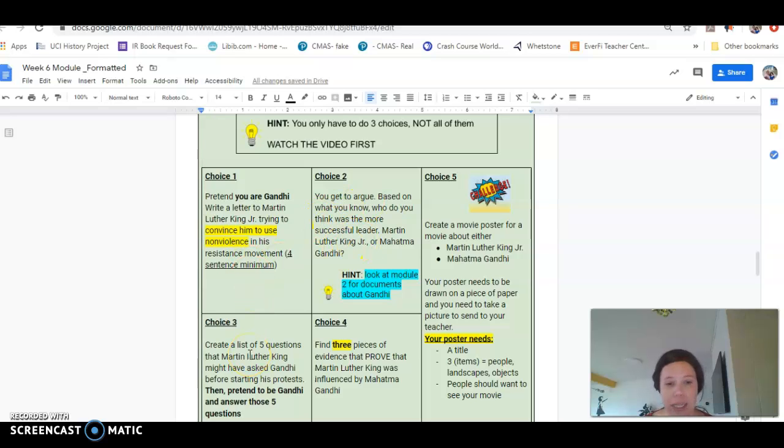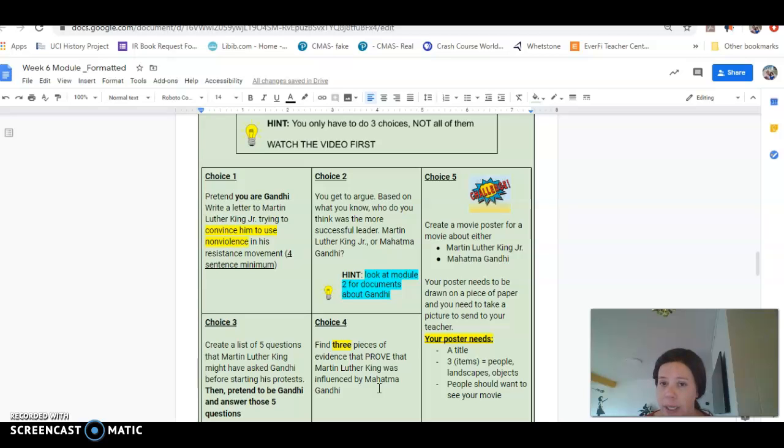Choice 3, create a list of questions that MLK might have asked Gandhi before starting his protest, and then pretend you are Gandhi answering those questions. So you've got your questions from MLK, your answers from Gandhi, and you're thinking through both of those. Choice 4, you're finding 3 pieces of evidence that prove that MLK was influenced by Mahatma Gandhi. You can find it in the videos, you can find it elsewhere online, you can find it within those little bits and snippets of the reading above.